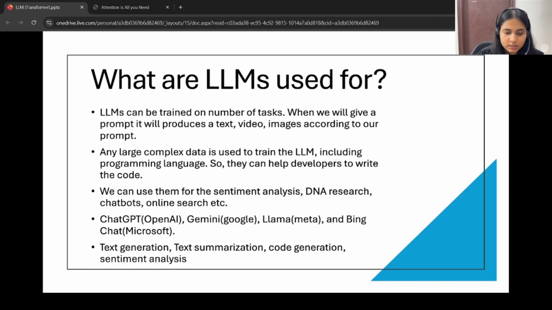The third one is that we can use them for sentiment analysis, like DNA research, chatbots, and online research as well. It will help us with analysis. And nowadays we use ChatGPT, Gemini, Ollama, and big chat models as well. So these are the use cases for LLMs: text generation, text summarization, code generation, sentiment analysis. These are the things we can do with the help of LLMs, or the places where LLMs are used.